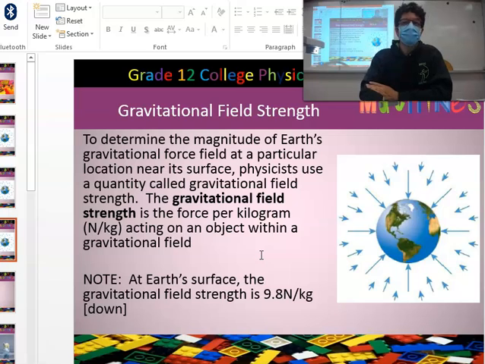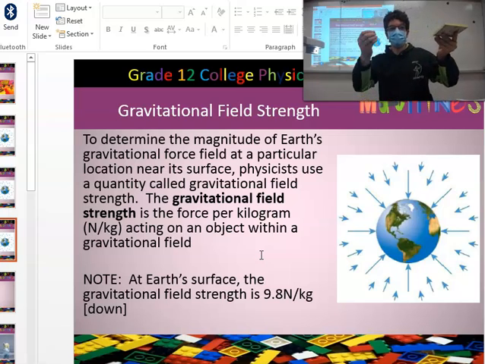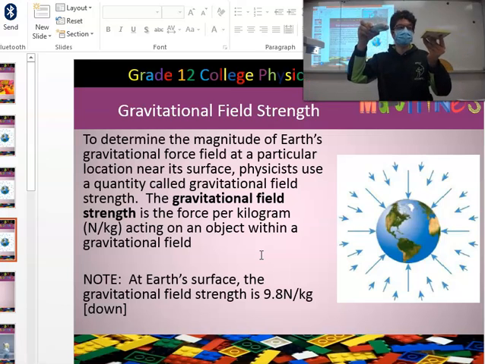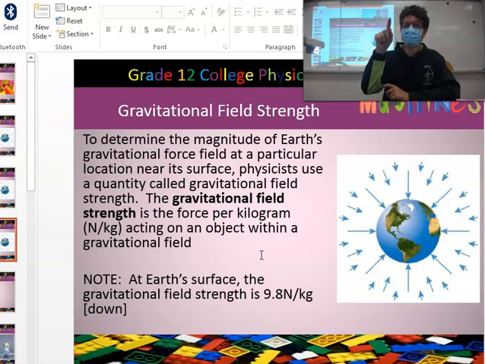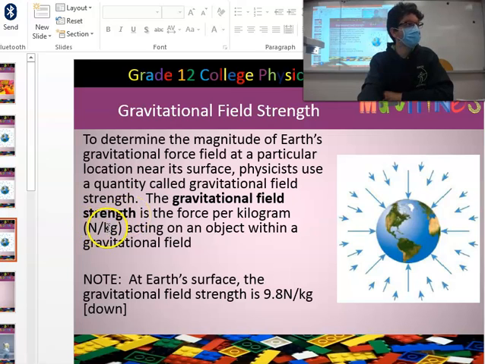Now, in our previous unit, we talked about acceleration due to gravity, and we compared that all objects, no matter the mass, will accelerate downwards at 9.8 meters per second squared. And we gave it the symbol g. Well, that g we can call something else. We can call it the gravitational field strength. And we give it units newtons per kilogram.